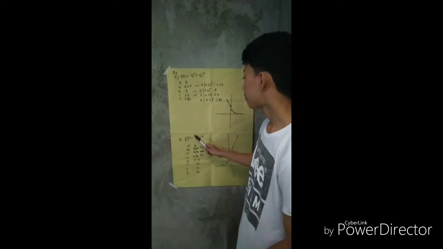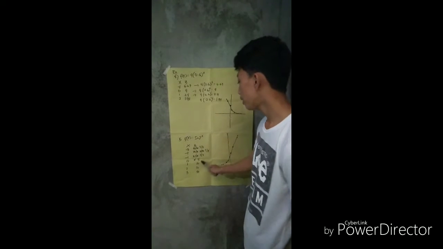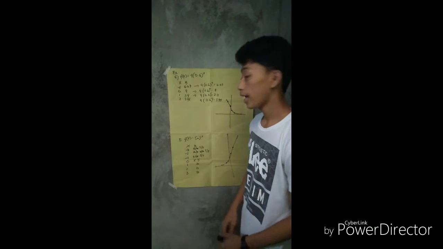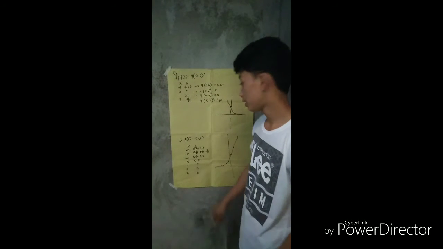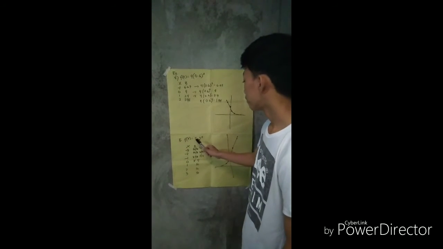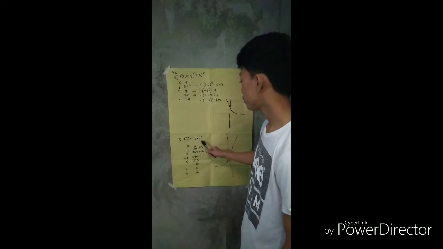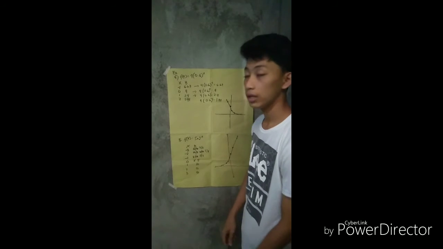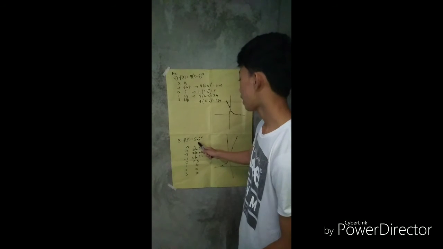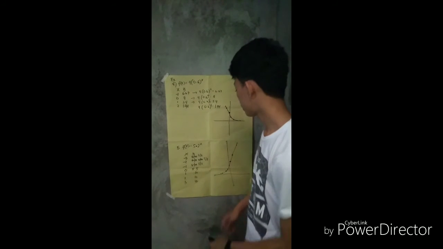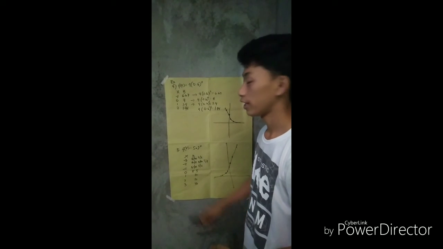And 5 times 2 to the power of 0 is equal to 5, because 2 to the power of 0 is equal to 1, and 5 times 1 is 5. 5 times 2 to the power of 1 is equal to 10. And 5 times 2 to the power of 2 is equal to 20. And 5 times 2 to the power of 3 is equal to 40. Here is the graph for our example number 5.